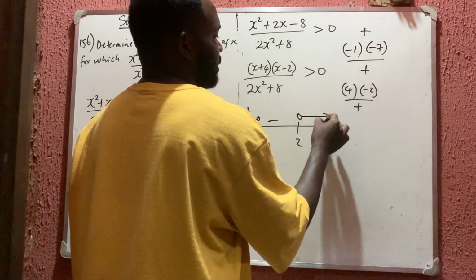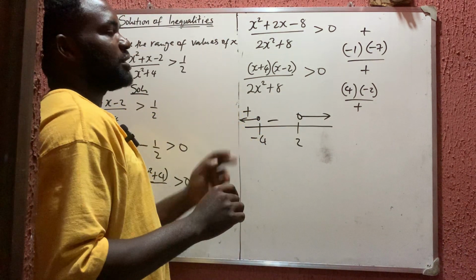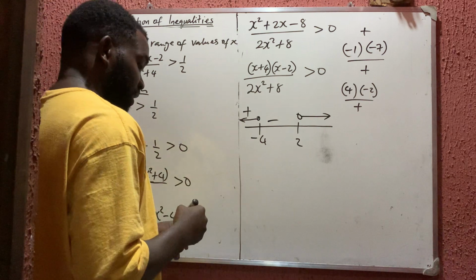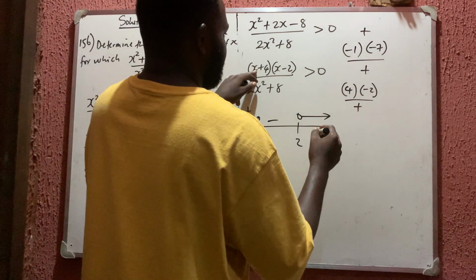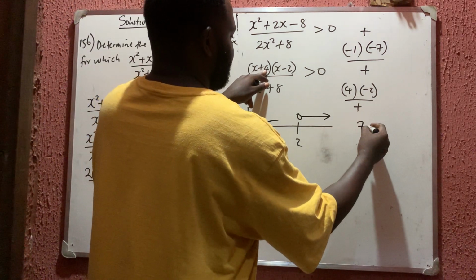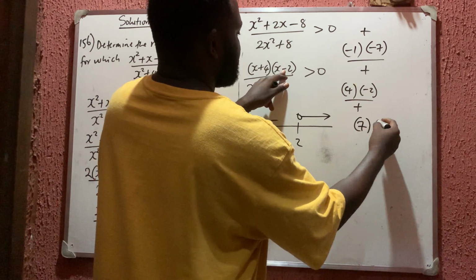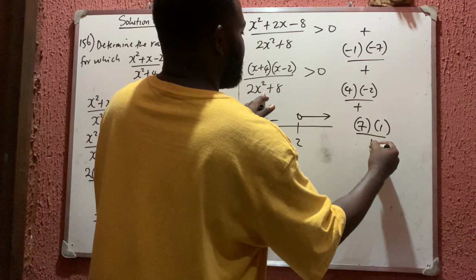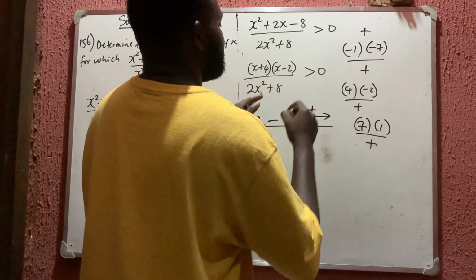So what about this side? For this side, any number that is greater than 2, let me say 3, for instance. So if I put 3 here, 3 plus this is giving me positive 7, right? 3 minus this is giving me positive 1. 3 here is still giving me positive. Positive, positive is positive. Okay?